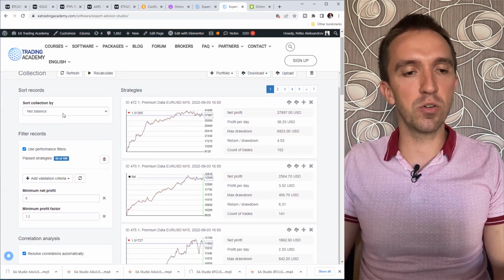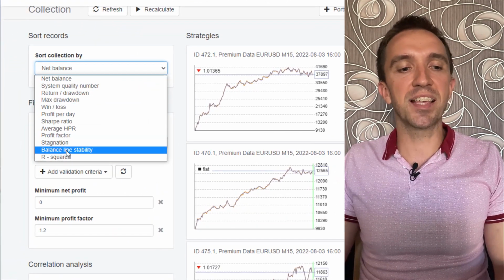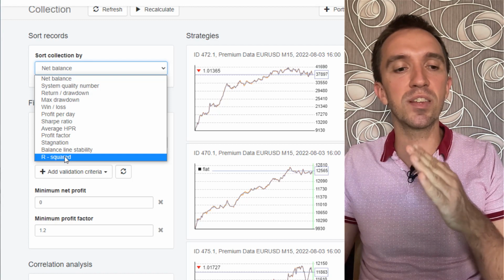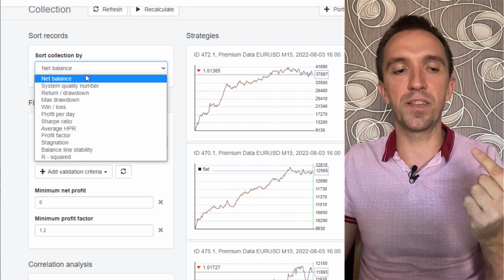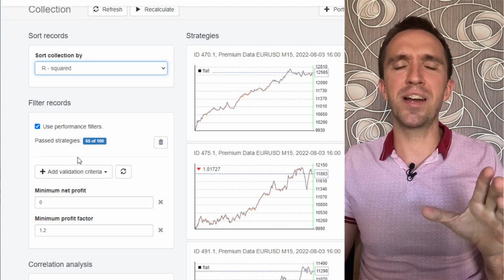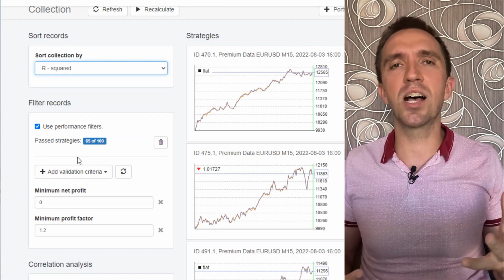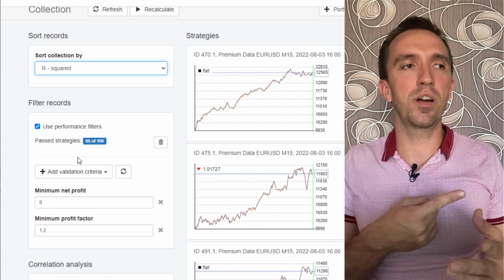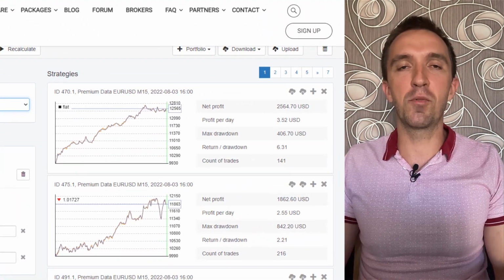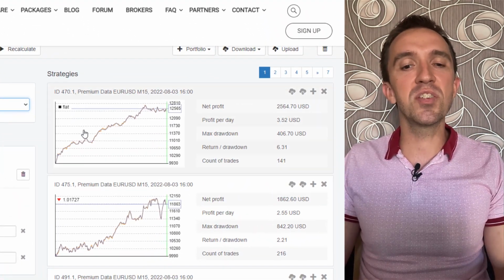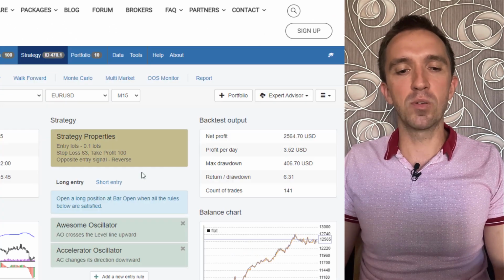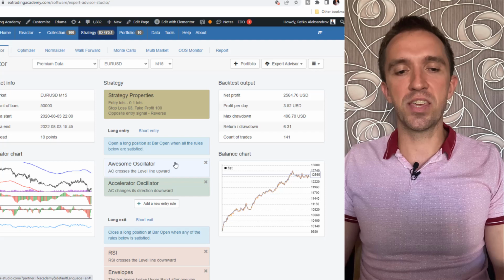I want to share with you the strategy that has the most stable equity line, and I will click on the R squared instead of net balance. I'm not going into R squared in detail because I have recorded another video that I'll put in the corner, this corner, if you want to get into more details, and you will see that actually another strategy went on the top. I will click on that and here it is.